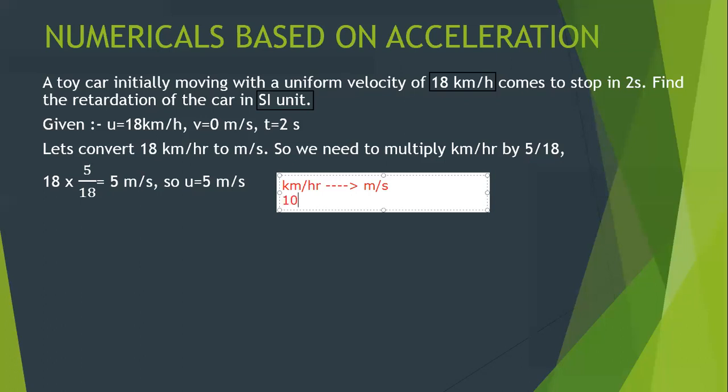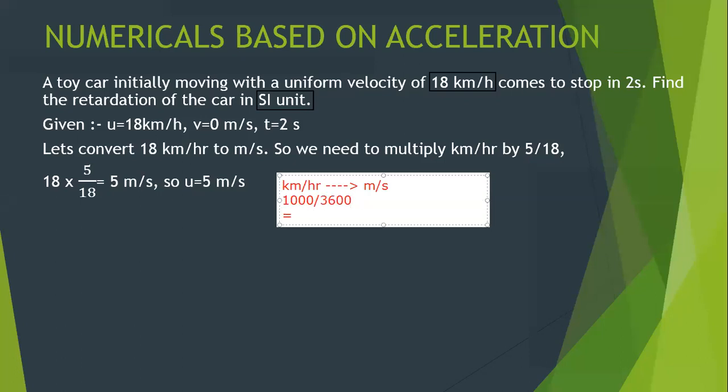So 1 kilometer is 1000 meter. Yes or no? How much is 1 kilometer? 1000 meter divided by, in 1 hour, how many seconds do we have? In 1 hour we have 60 minutes, and each minute has 60 seconds. So you want to find out how many seconds, so you multiply 60 by 60. That will come out to be 3600 seconds.